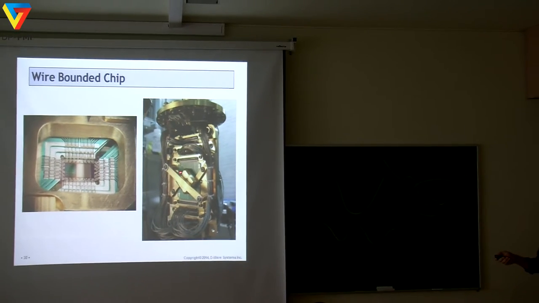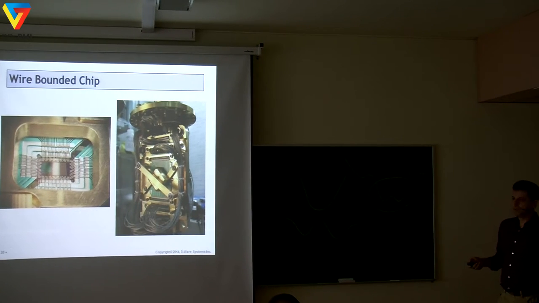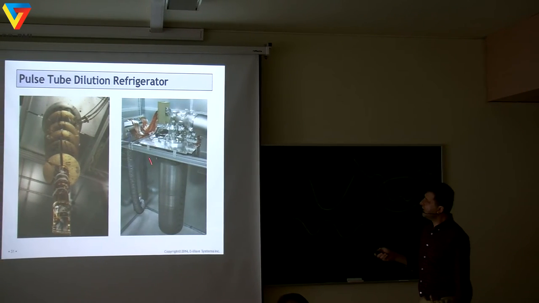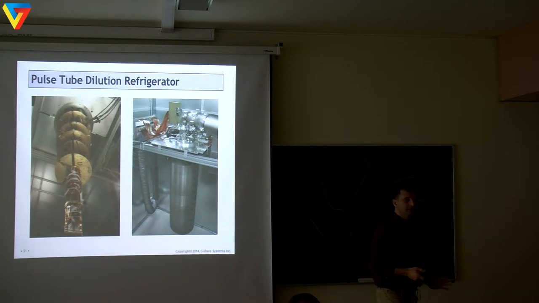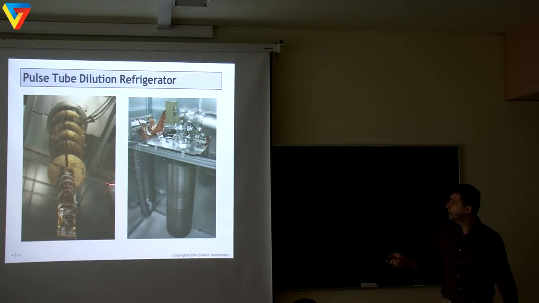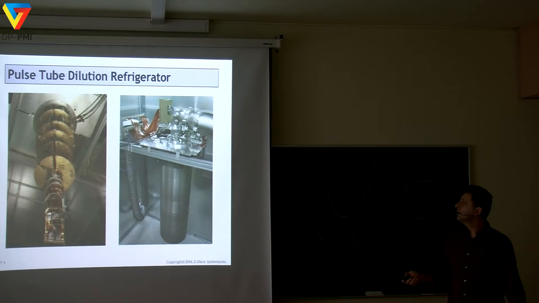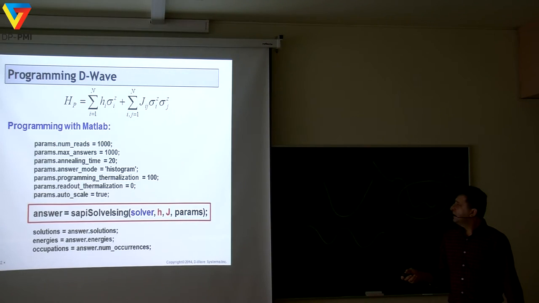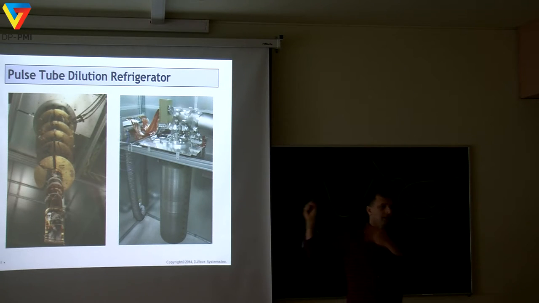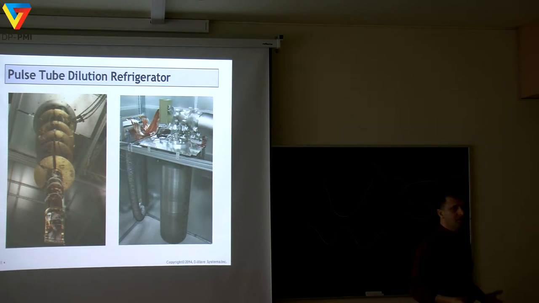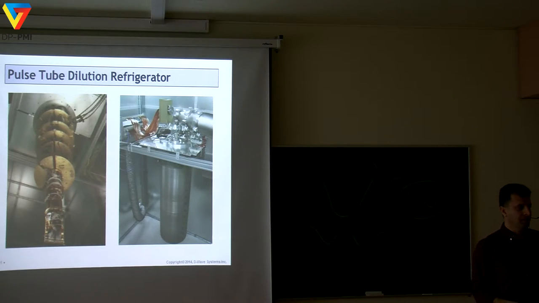The chip goes actually here, and this goes to the fridge. These are dilution fridges, and they take the temperature down to 10 millikelvin. So this thing goes inside the dilution fridge. And all of these are done by our experimentalists. You as a user, you don't even see these.